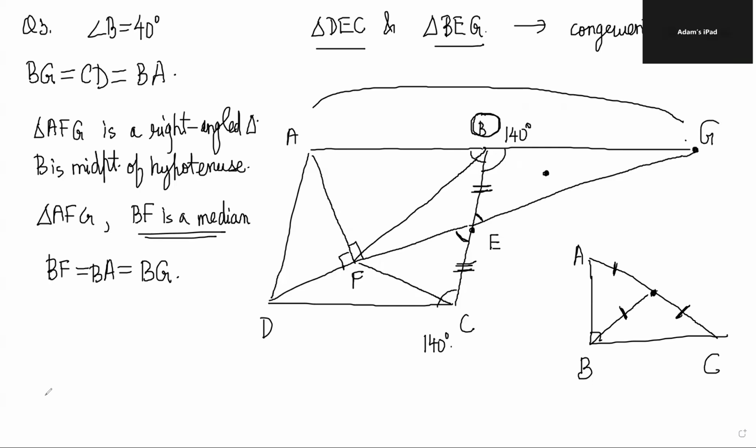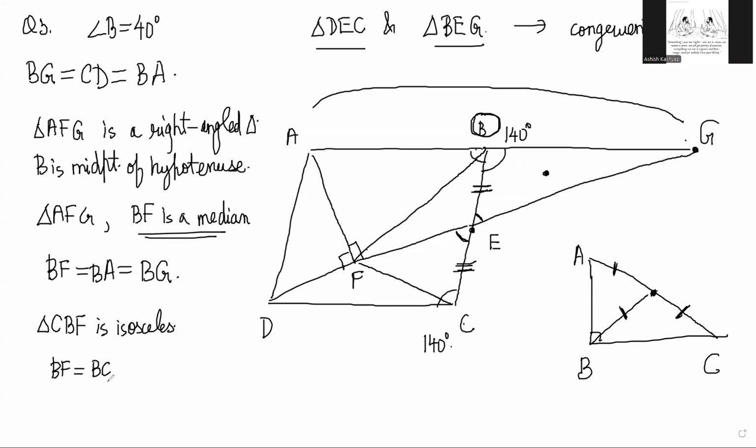So now if you look at the triangle CBF, we know BA is equal to BF and BA is also equal to BC, right? Triangle CBF is isosceles, right? Why? Because BF is equal to BC.